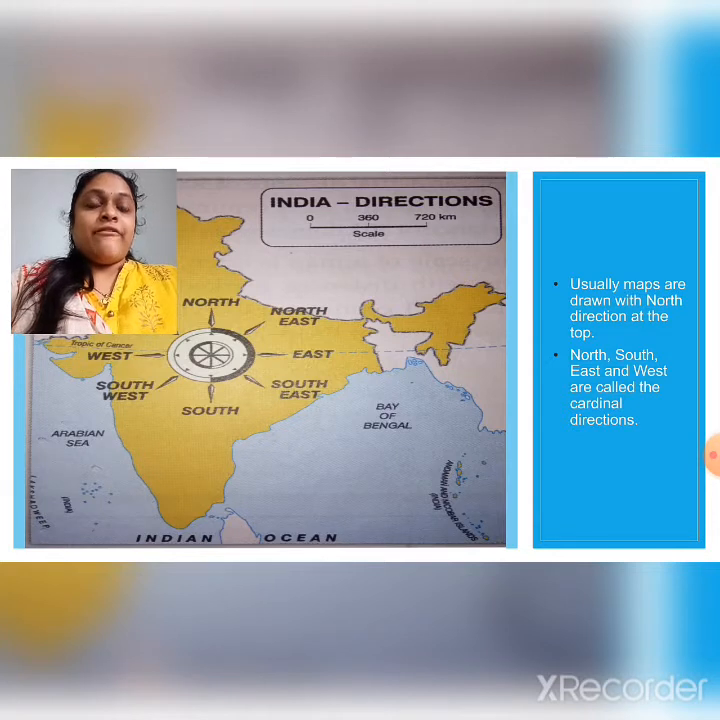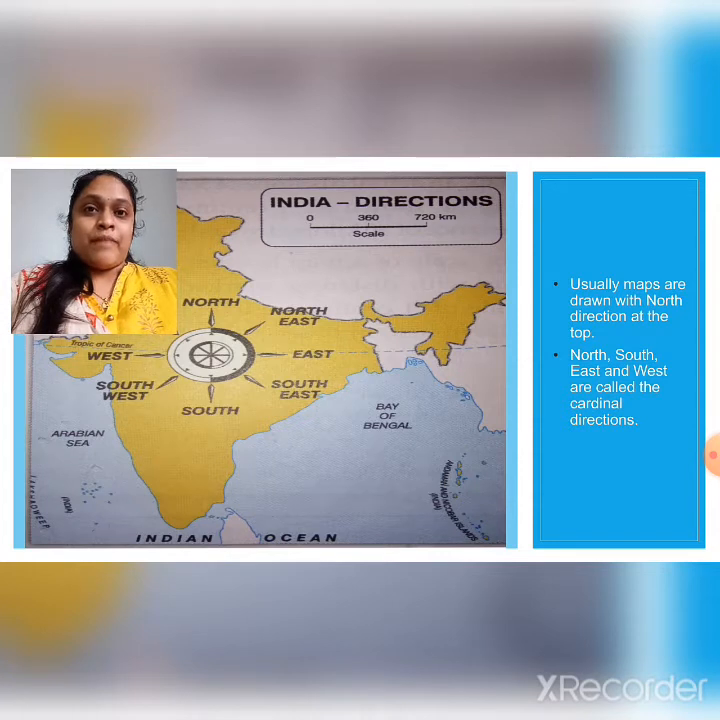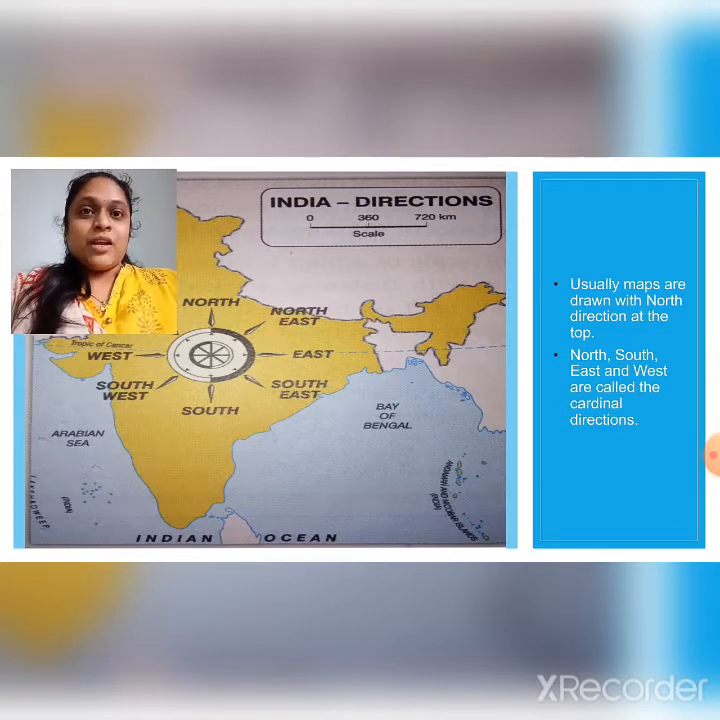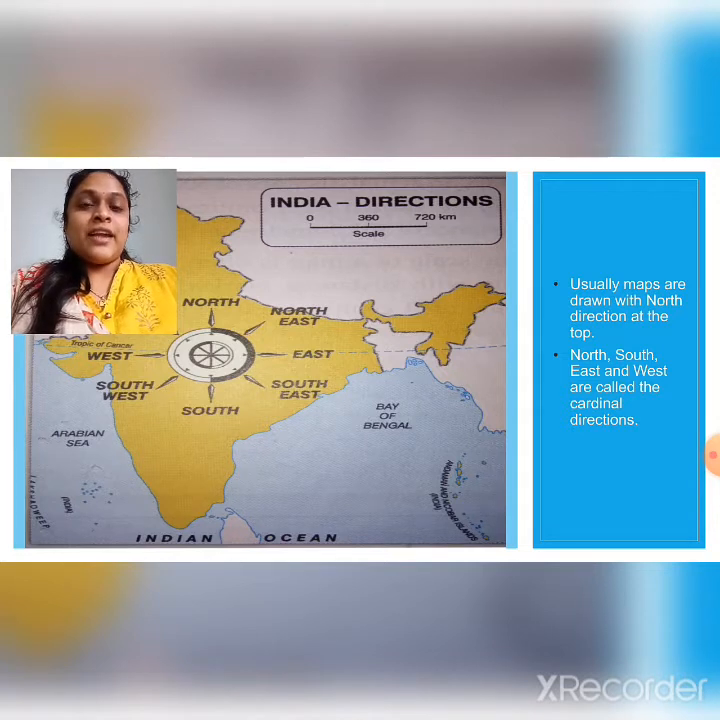When we are discussing the elements of a map, there are four main elements. What are the four elements? Directions, scale, colors and symbols. The first one is directions. It is very important to know the direction. As you know, there are four main directions: north, south, east and west. These four directions are called cardinal directions.